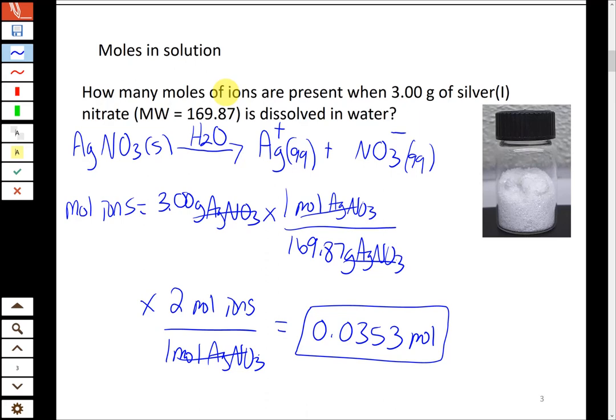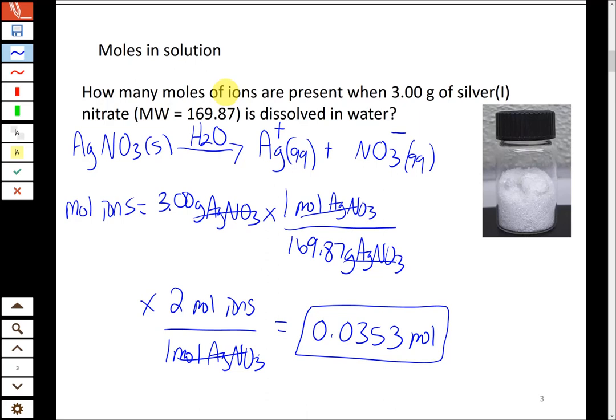So when we're dissolving something in water, and particularly if it's an ionic compound or an acid that breaks up, we can define the moles of each individual ion, or we can define the combined moles of ions as we did here, and you have to just pay close attention to what you're looking for to make sure you're using the correct conversion factors. So any questions on that one?